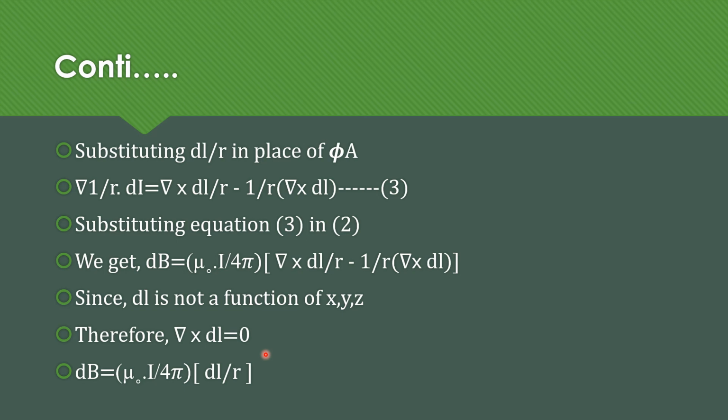So substituting in the above equation, we can substitute this del cross dL to be 0 here. So the whole term vanishes and what is left is dB equal to mu 0 I by 4 pi into del cross dL by r. Okay.